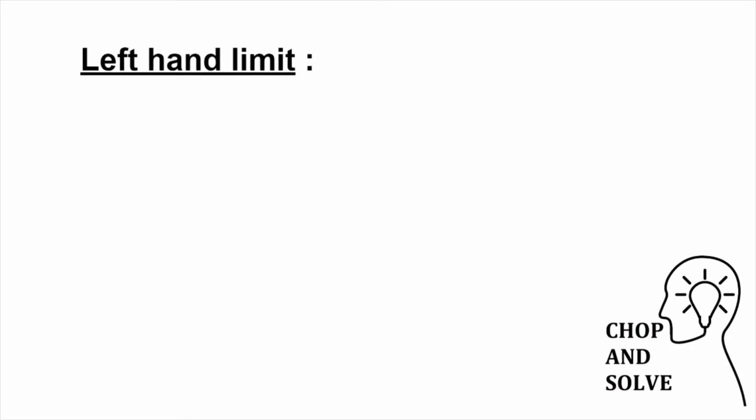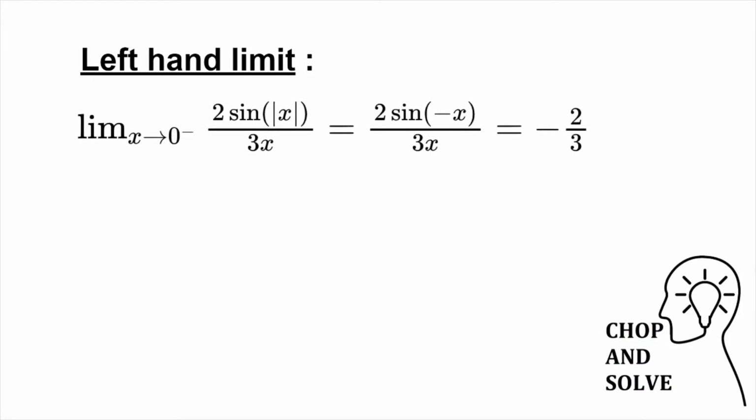First the left hand limit. For that we have to write limit x tends to 0 minus of 2 sine of mod x divided by 3x, equal to 2 sine of minus x divided by 3x, that is minus 2 by 3, because x is negative. For x negative, the mod x function gives minus x. This is straightforward.